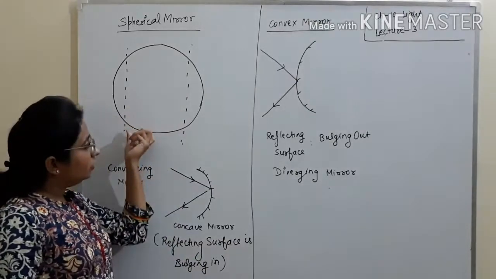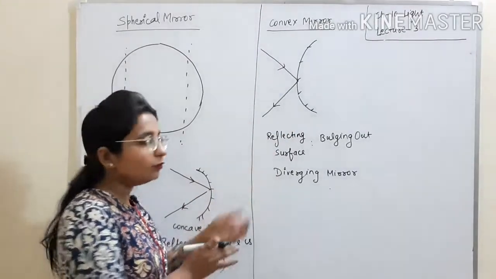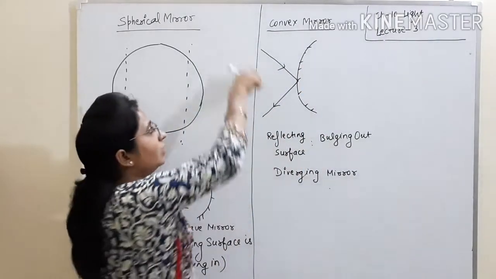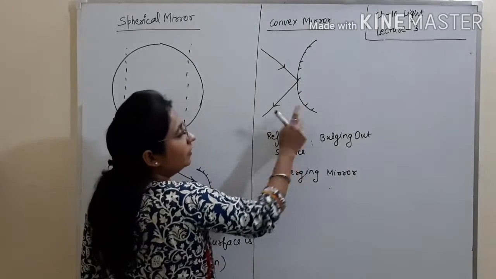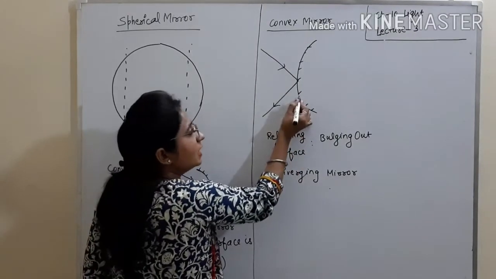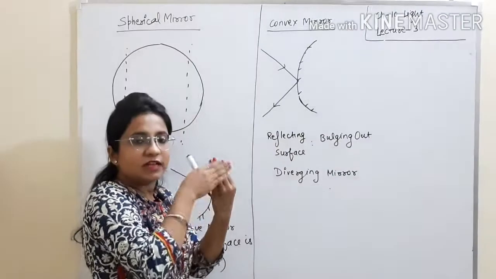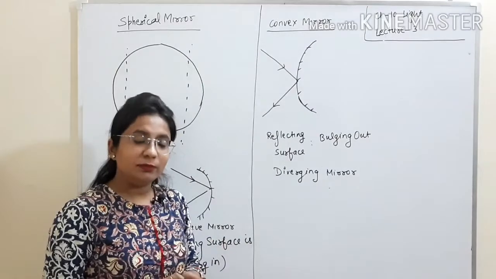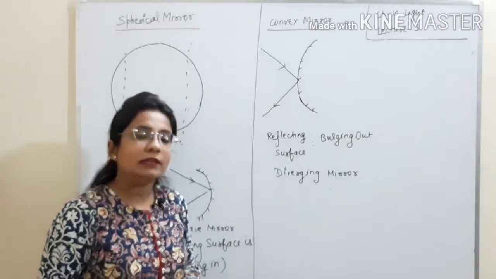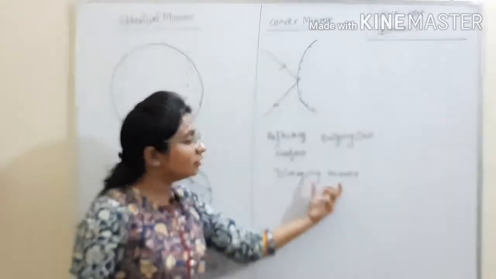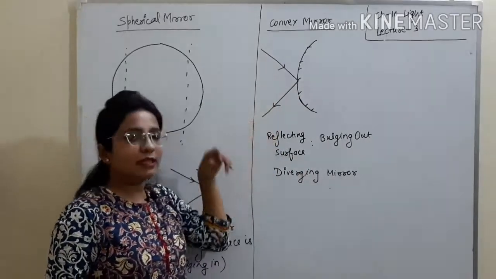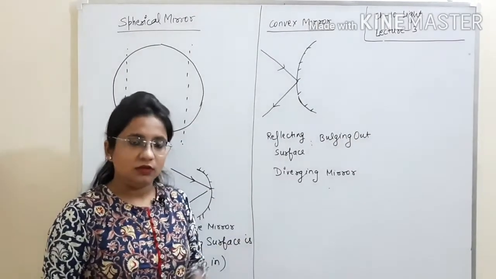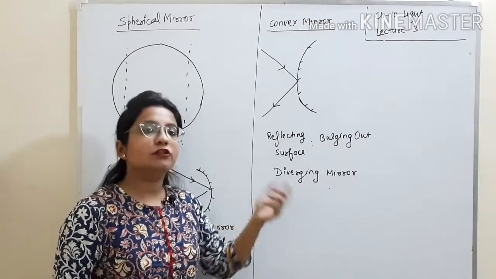And if I take another portion, and in this portion I polish the inside portion, and the light falls on the outward portion, its reflecting surface is now bulging out. Its reflecting surface is this outward portion. Now we call it the convex mirror. This type of mirror is the convex mirror. And this is a diverging mirror because whenever light falls on this mirror, the light rays move away from each other after reflection. That's why it is called diverging.